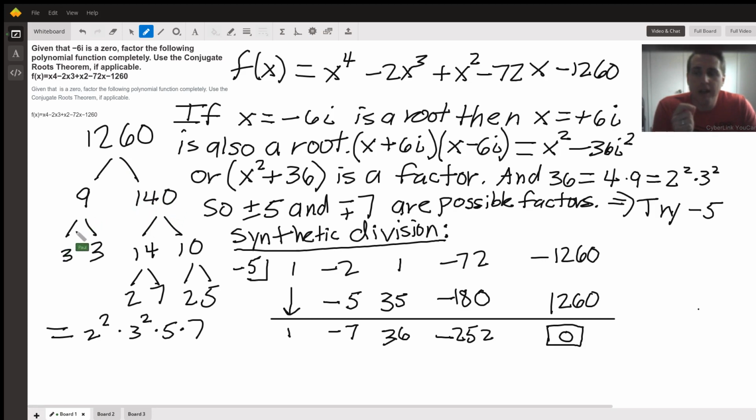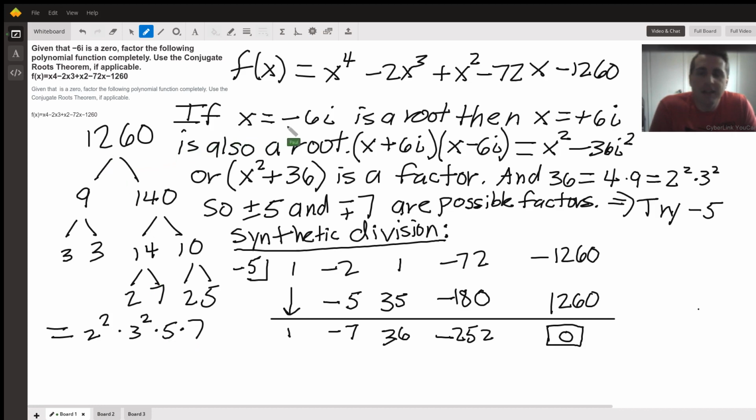Well, 9 prime factorizes into 3 times 3. 140 prime factorizes into 14 times 10. 14 prime factorizes into 2 times 7. 10 prime factorizes into 2 times 5. So the prime factorization is 2 squared times 3 squared times 5 times 7. Okay, so if all those are multiplied, first of all, these are possible real or maybe even imaginary factors of 1260.